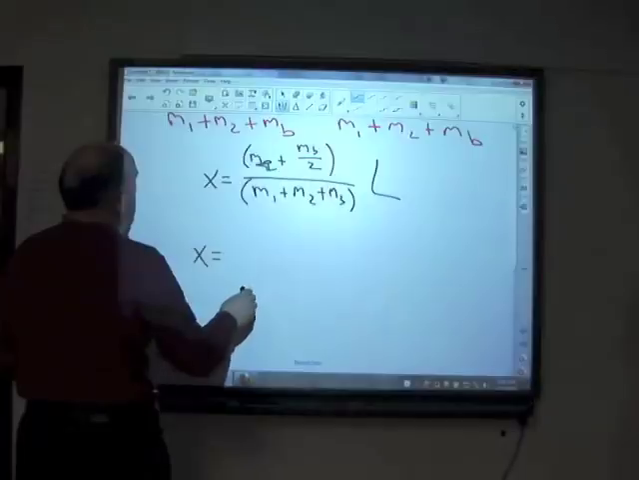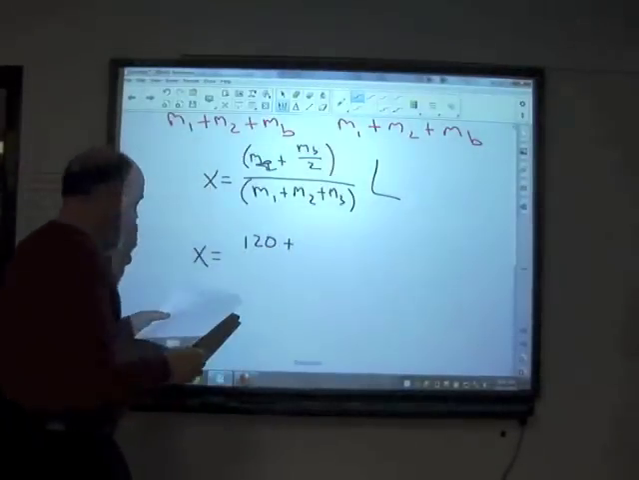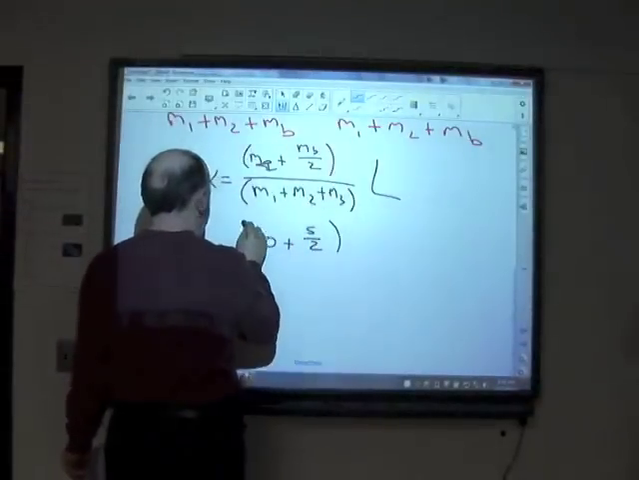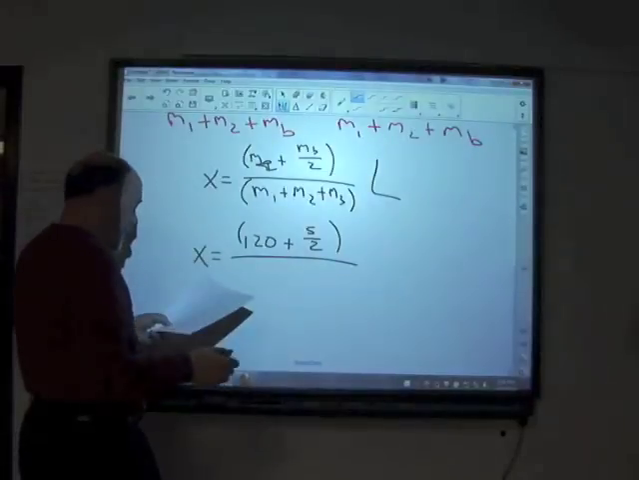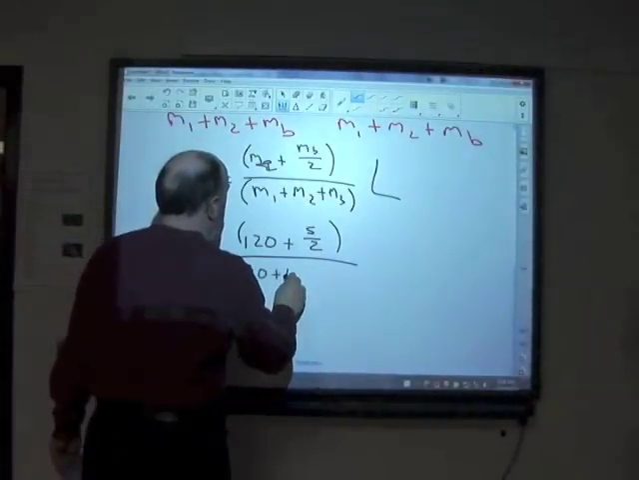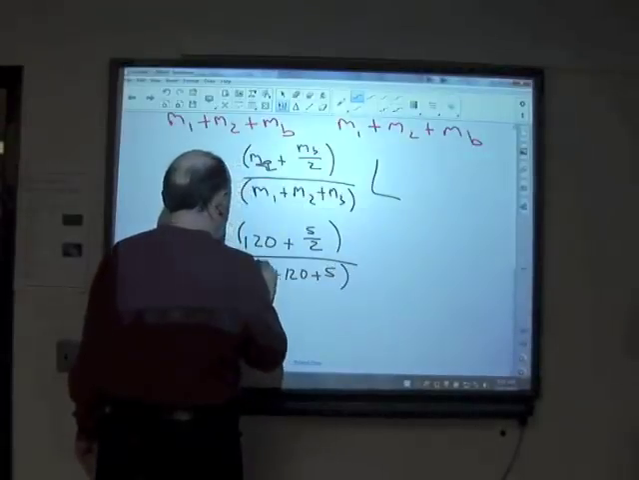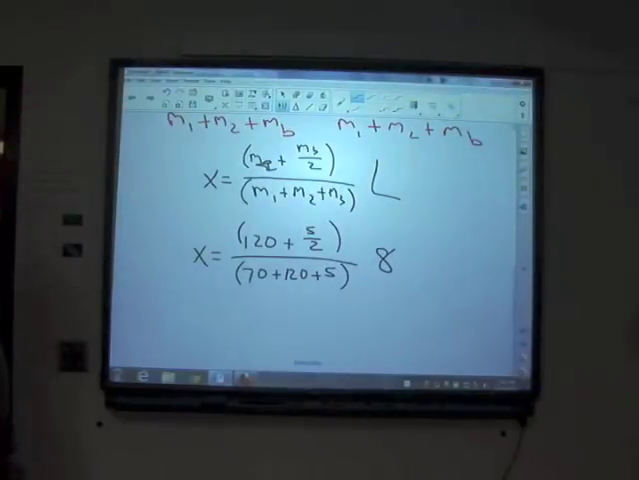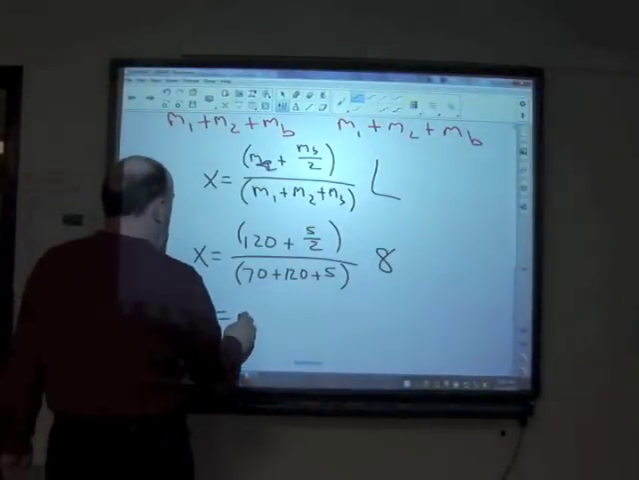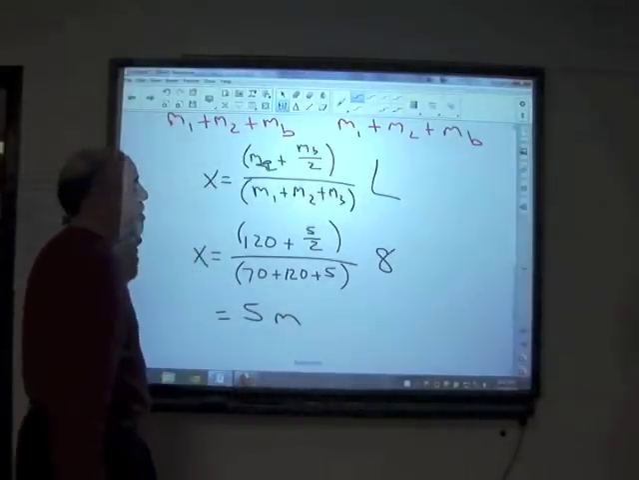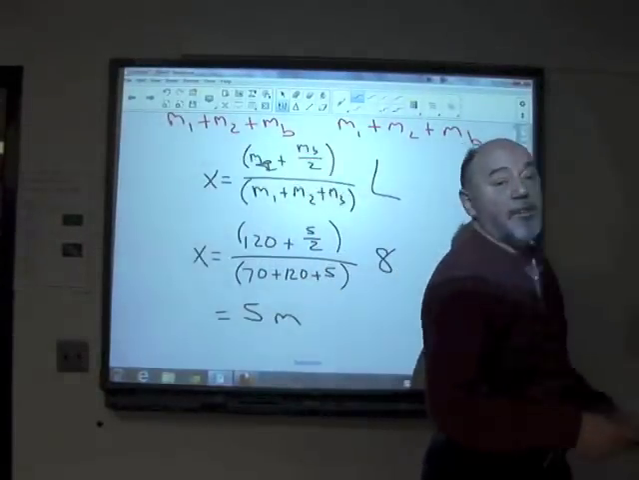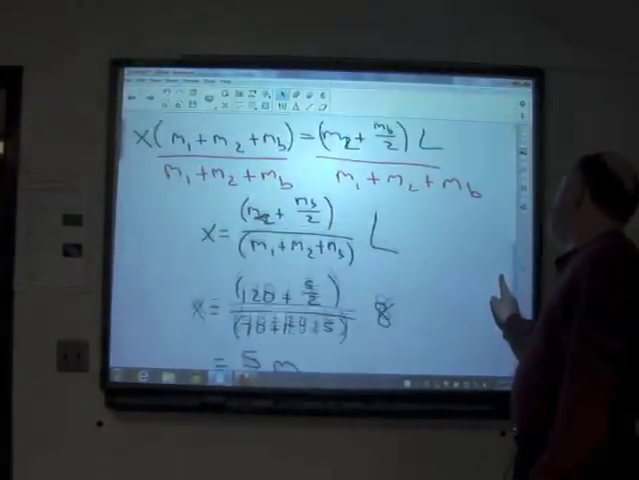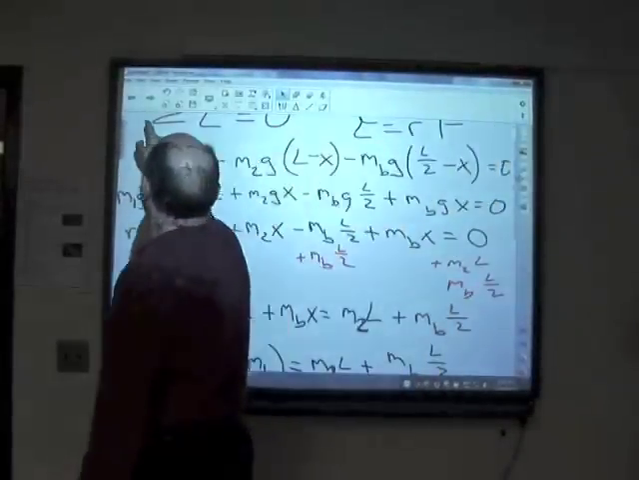So we have the mass of block 2, which is 120. The mass of the board, which is 5, so 5 over 2, over the combined masses of my entire system, so 70 plus 120 plus 5, and all of that times the board length, which is 8. And we plug all that in, and this basically will come out to be 5 meters. So we know where the pivot point has to be for my system. So in terms of the system, it needs to be 5 meters. Right?